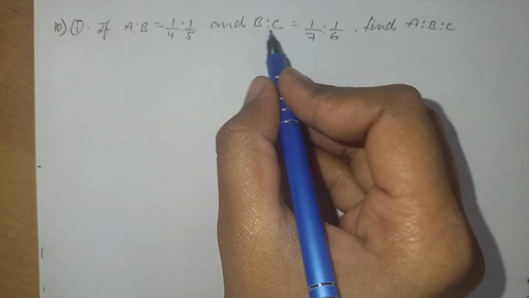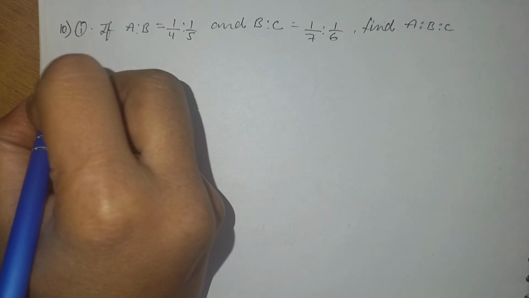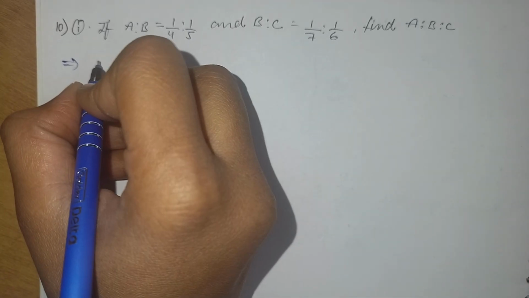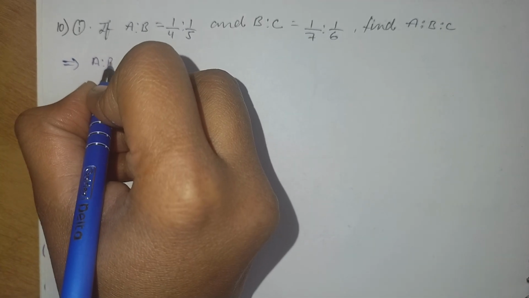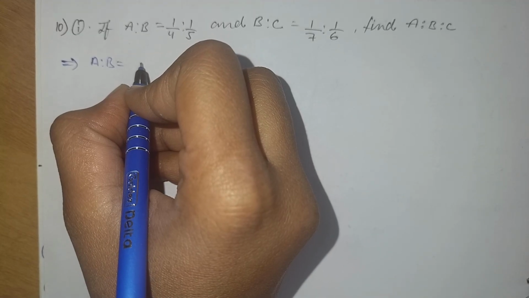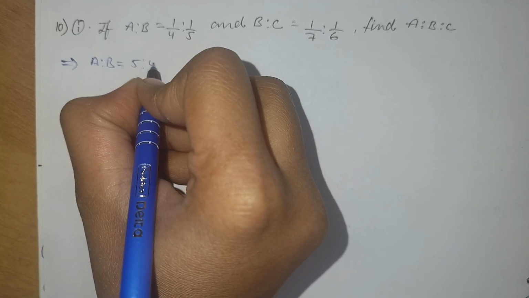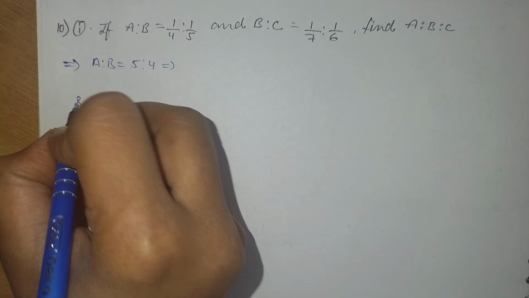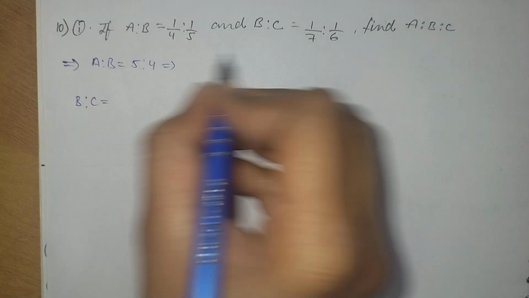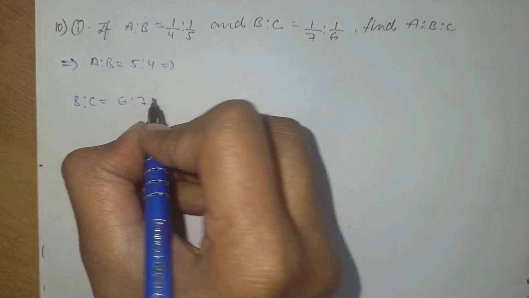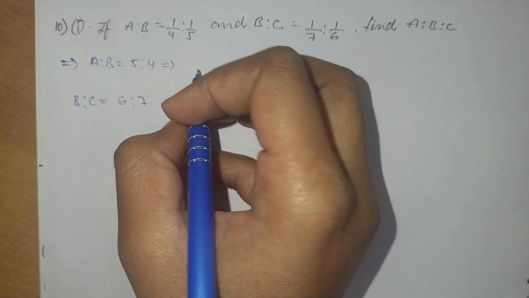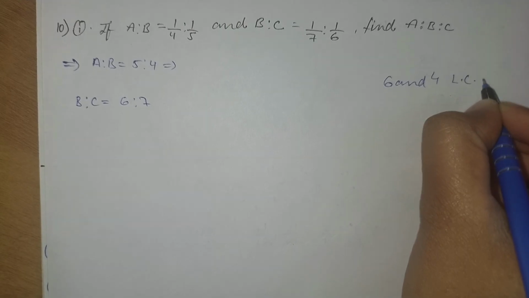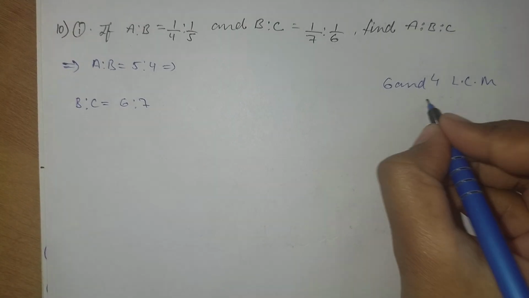If A ratio B is this and B ratio C is this, then we have to find A ratio B ratio C. Firstly, we will make the component of B the same by taking LCM. So if we write here A ratio B, that will become 1 by 4 ratio 1 by 5, as 5 ratio 4. Making the component the same, taking LCM here also of B ratio C, that will become 6 ratio 7. So taking 4 and 6, the LCM is 12.